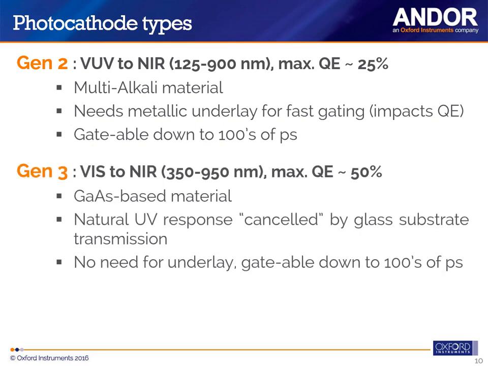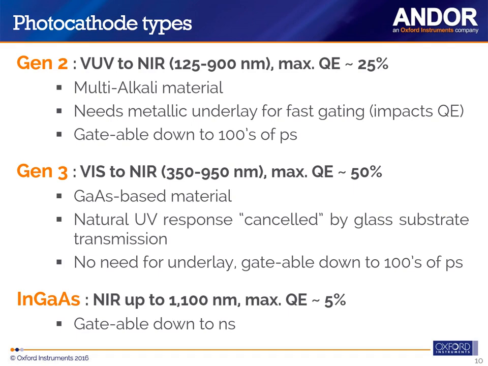Generation 3 photocathodes are made of gallium arsenide, and as I mentioned before, they're only deposited on glass, so they don't have any UV response. However, they don't need an underlay to be gated down to hundreds of picoseconds. Therefore, they have pretty good maximum quantum efficiency, up to 50%.